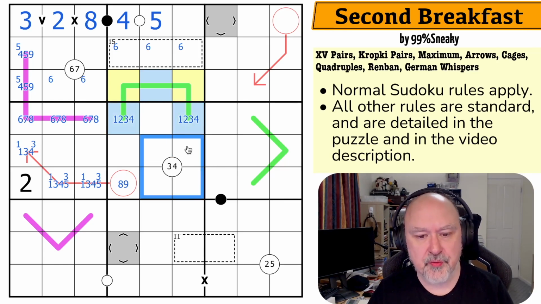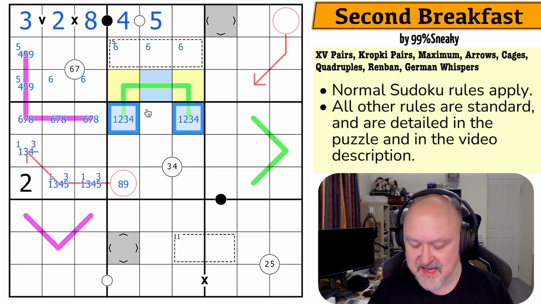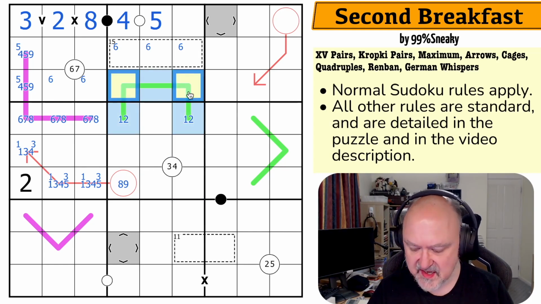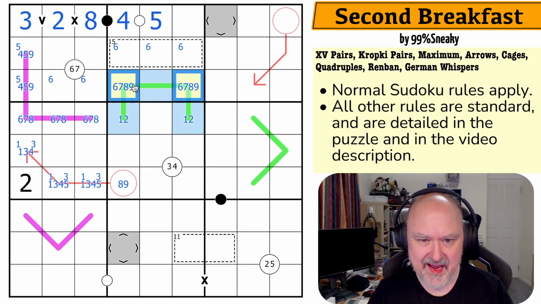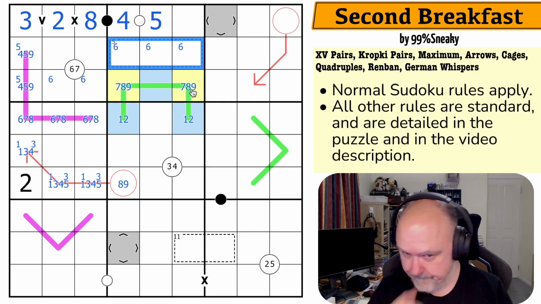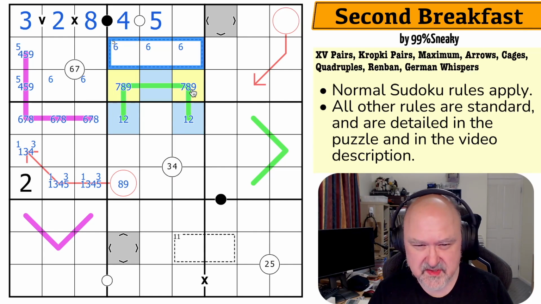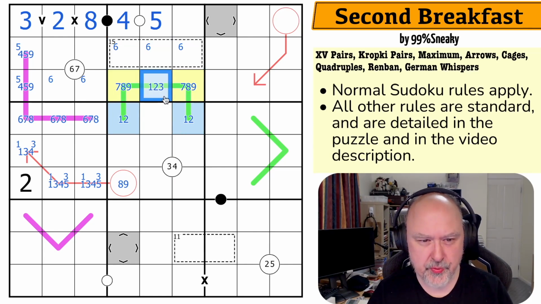But we can't put 3 or 4 in those cells because 3 and 4 must be in those 4 cells by the quadruple. So these are actually 1 and 2. These are 6, 7, 8, and 9, and they can't be 6 because 6 has to be in here. Not seeing another restriction yet. This is 1, 2, or 3, and I'm not sure which way that's going either.